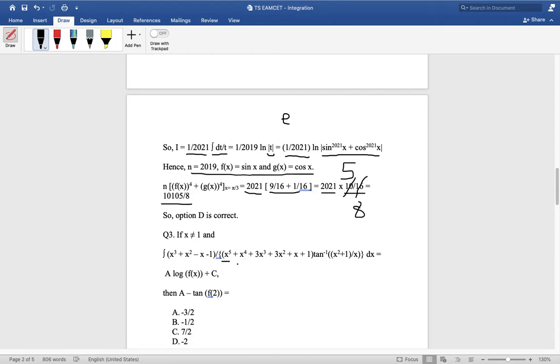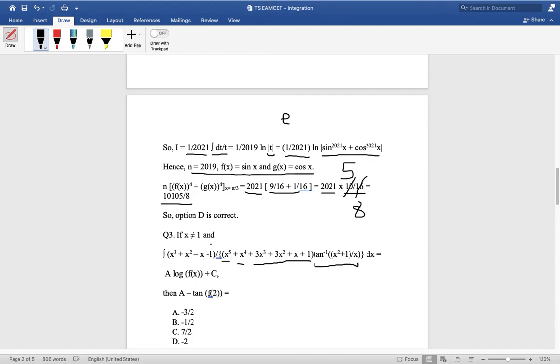x raised to the power 5, x raised to the power 4, x cube, x square, x, and on top of that this guy has put tangent inverse of (x square plus 1) by x as well in the denominator, not even the numerator, in the denominator. So this is going to be a huge headache for anyone who tries to just dive right in without thinking how to solve this problem.